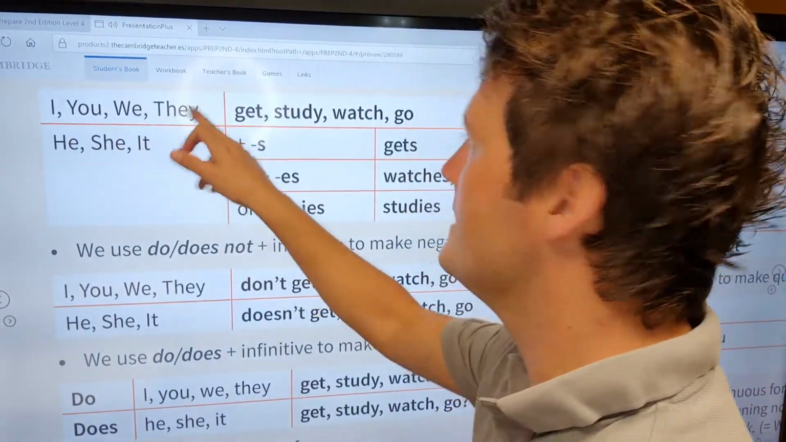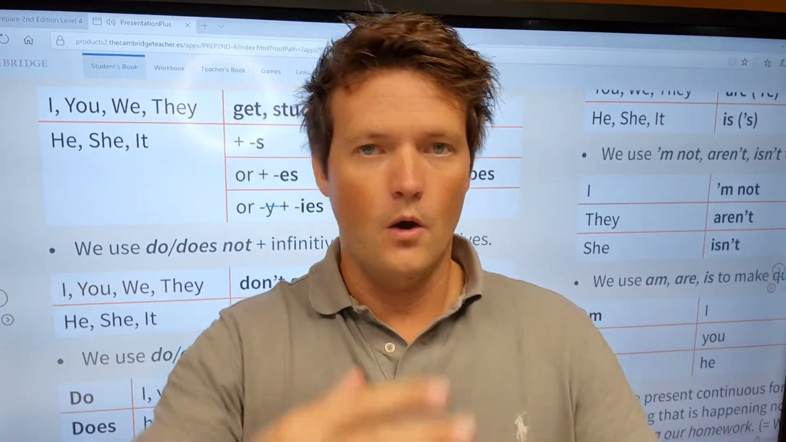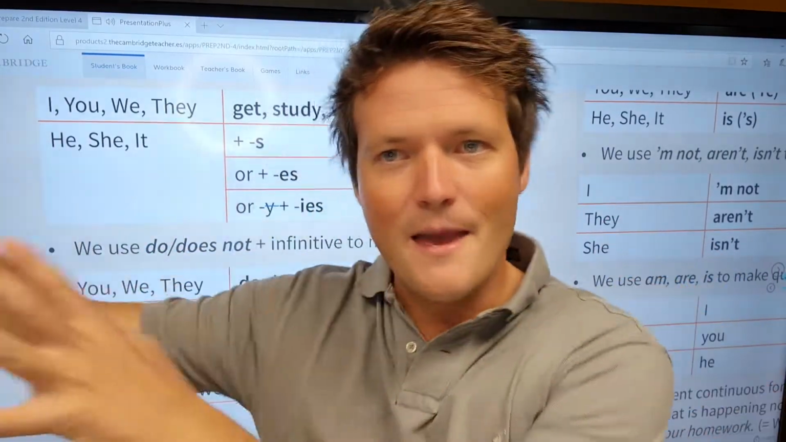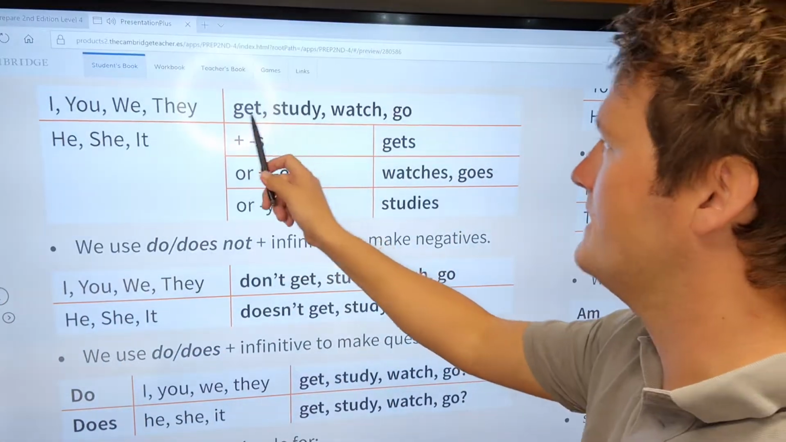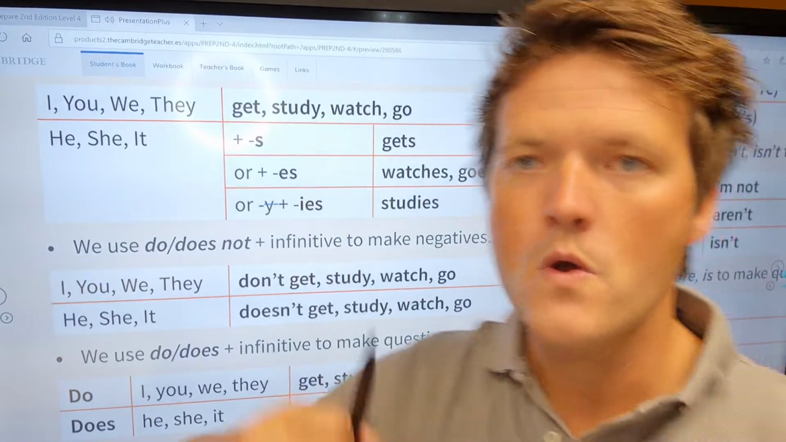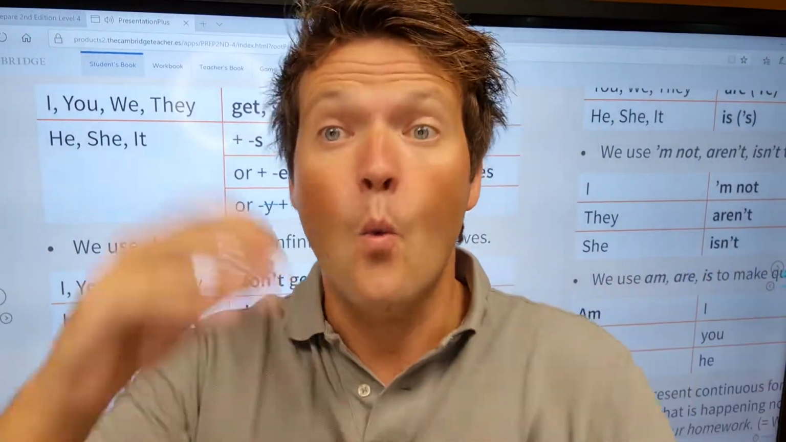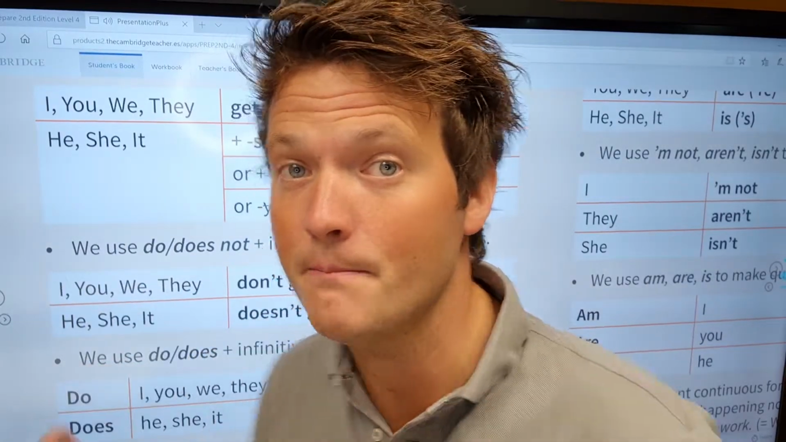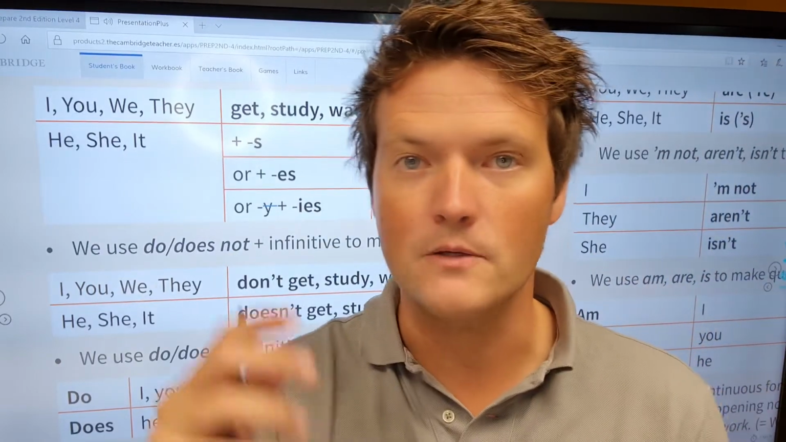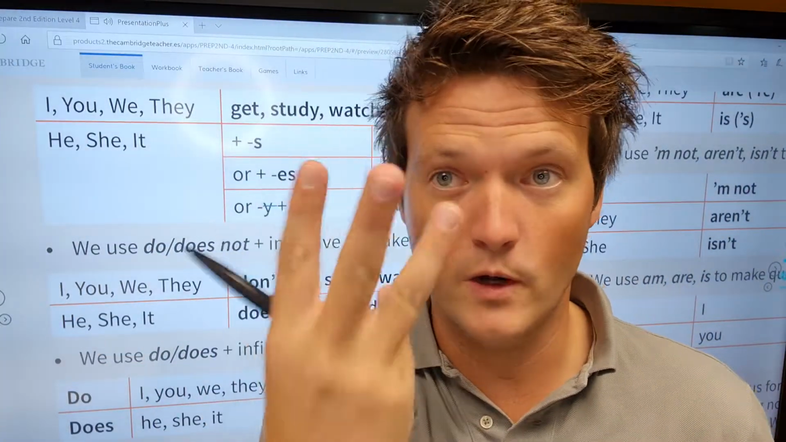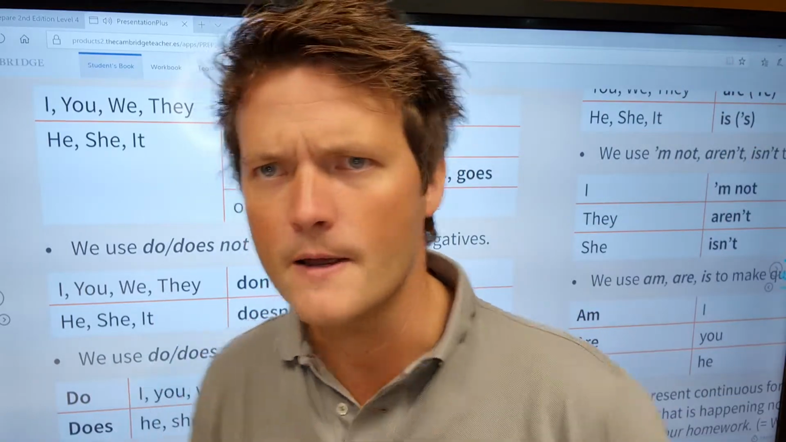I, you, we, they: I, you, all of us, and them, collectives. The verb is always the same. It's in the infinitive: get, study, watch, go, whatever. There shouldn't be any ambiguity there. When do we change the verb in present simple? When we're talking about he or she or it, when we're talking about a third person. One, two, three: you, me, and the third person we are talking about.